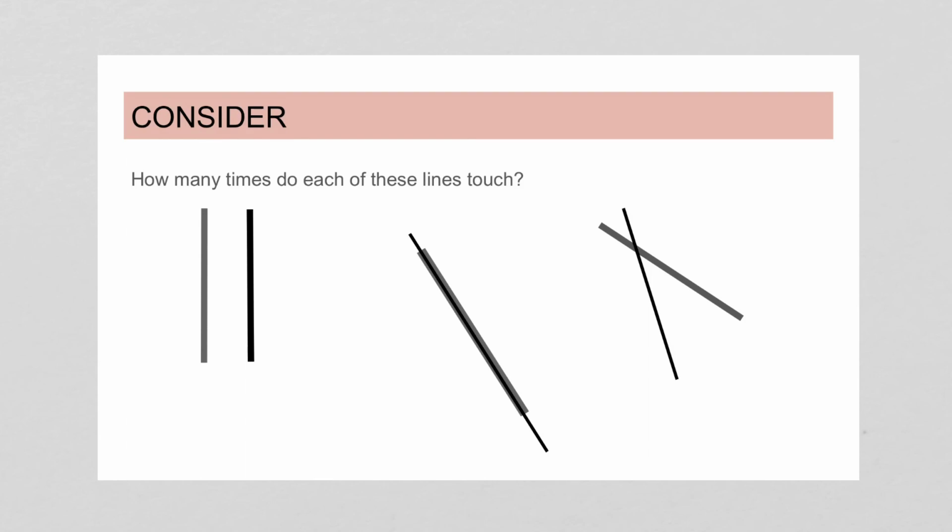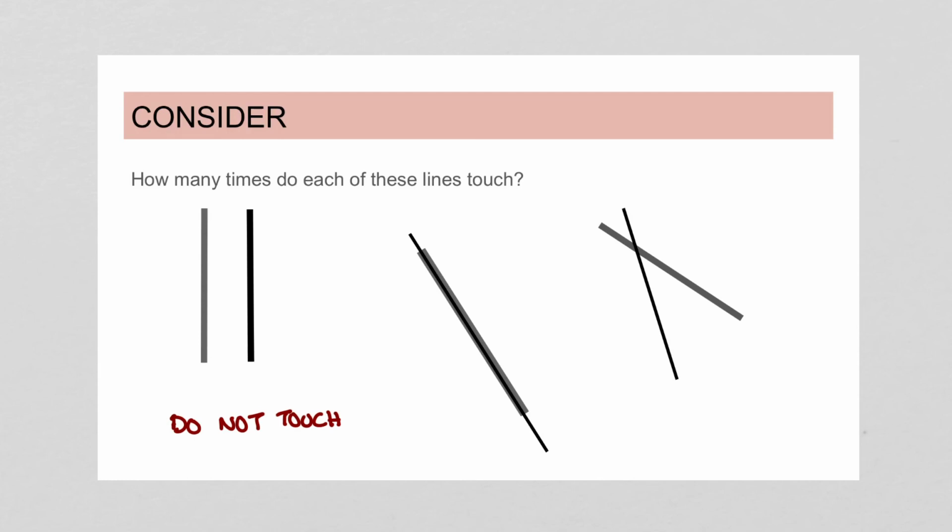All right, so I want you to consider something here for a minute. Just looking at these lines, how many times do each of these lines touch? And how might we relate that to whether or not our statements are true in these equations? Just think abstractly for a little bit. In the first one, these do not touch. How many times do they touch? They don't touch. They do not touch, not even once.